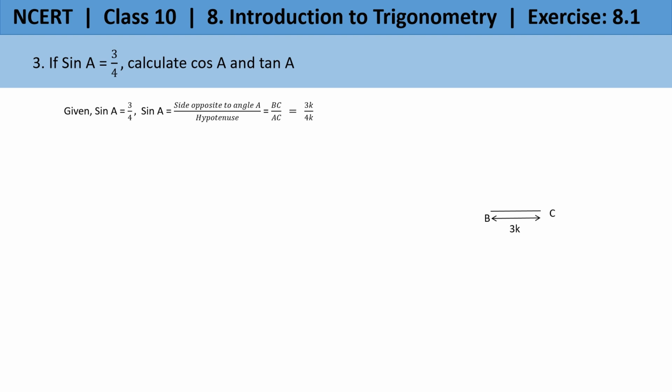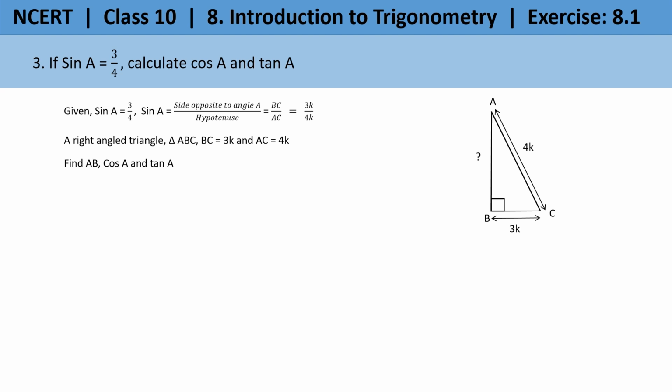First, let us draw a diagram. I have drawn a line representing BC, which is equal to 3K. I have drawn another line, which is hypotenuse AC, which is equal to 4K. We need to find AB. We have a right-angled triangle, ABC, which is right-angled at B. BC is equal to 3K. AC is equal to 4K. We need to find AB, and then we need to find cos A and tan A.